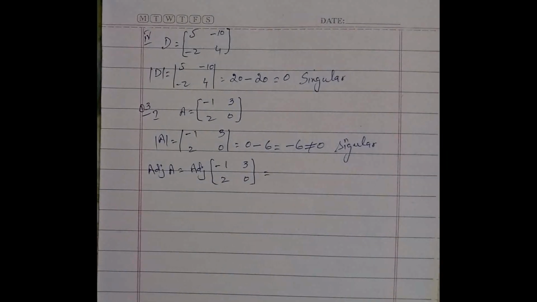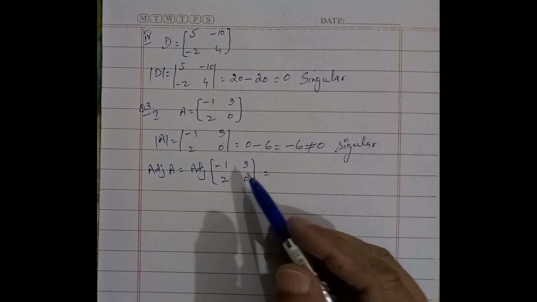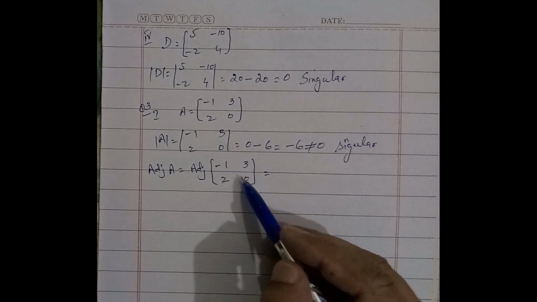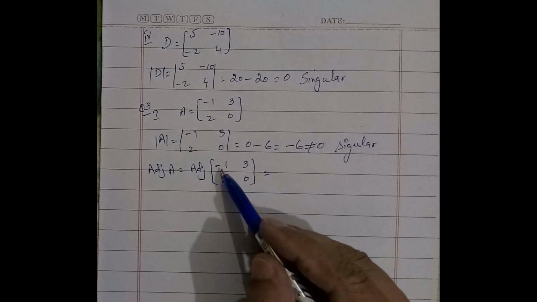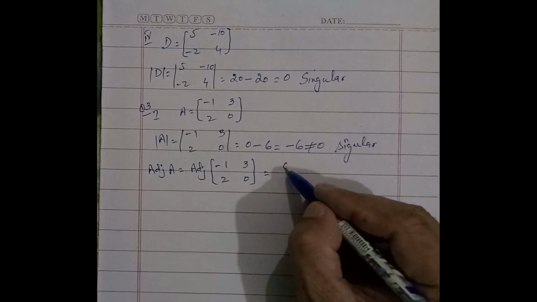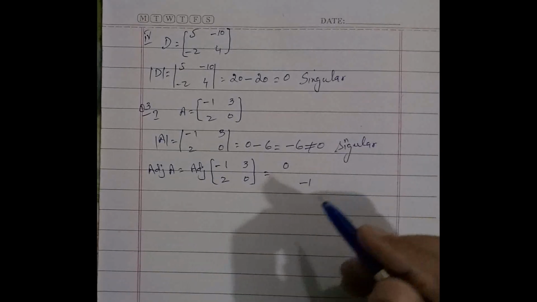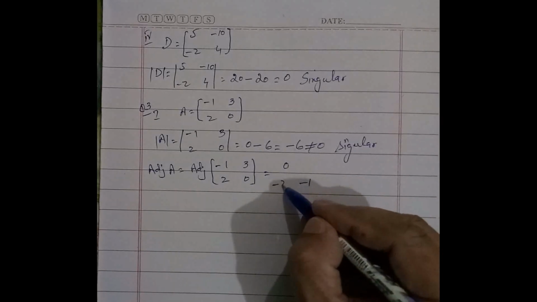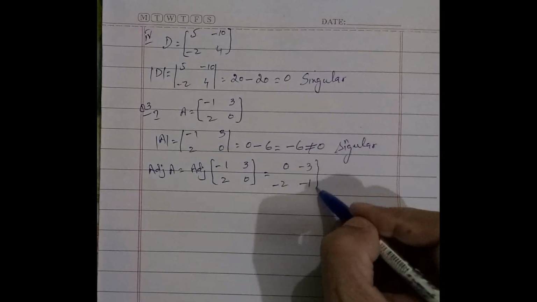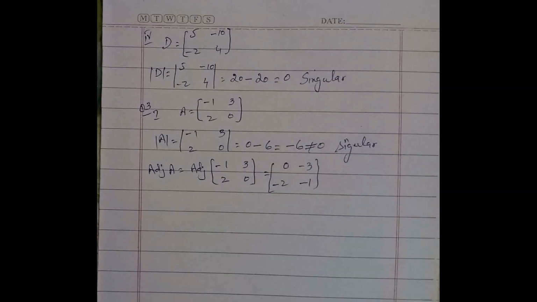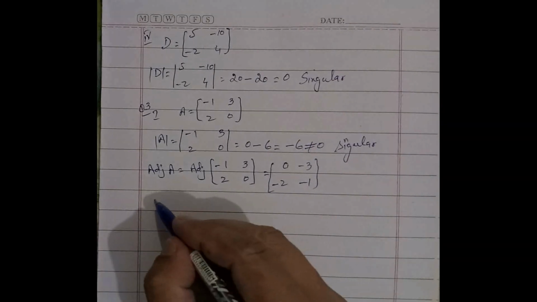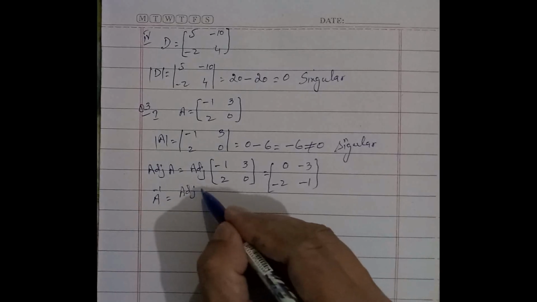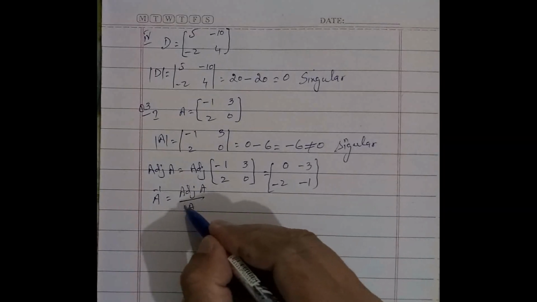And when we apply adjoint on the matrix, we interchange the two values, 0 and minus 1, and these values change the sign, minus 2 and minus 2. This is the adjoint of A, and A inverse is equal to adjoint A over A determinant.